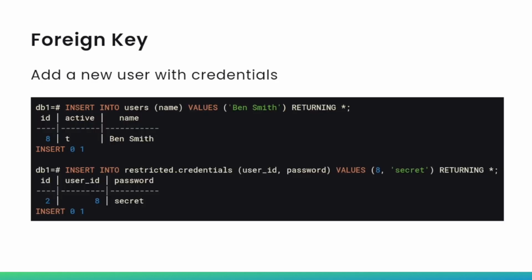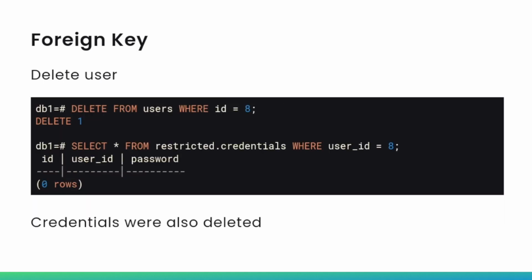So let's see the cascade option. We talked about restrict, now let's see the cascade option. So we insert a user called Ben Smith. You can see that the ID for Ben is 8, and the user Ben Smith is active. And then we insert some credentials for Ben, the user ID is 8, the password is secret. Now, if we delete from users where ID equals 8, that's Ben, we can see that Ben's credentials, the password secret, also got deleted. So this is what cascade does.